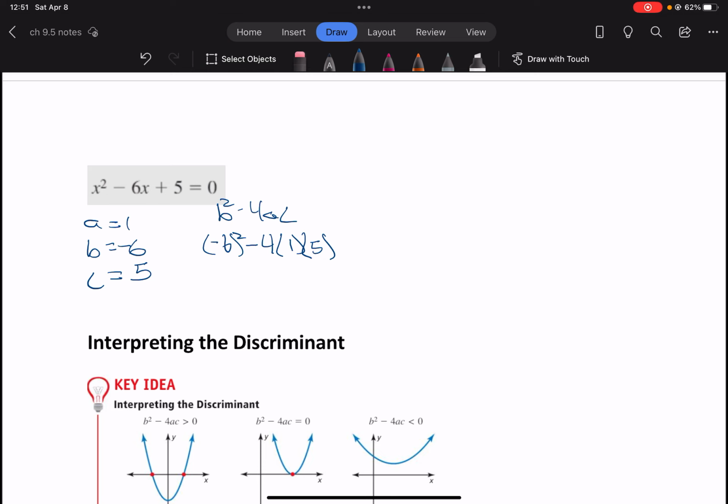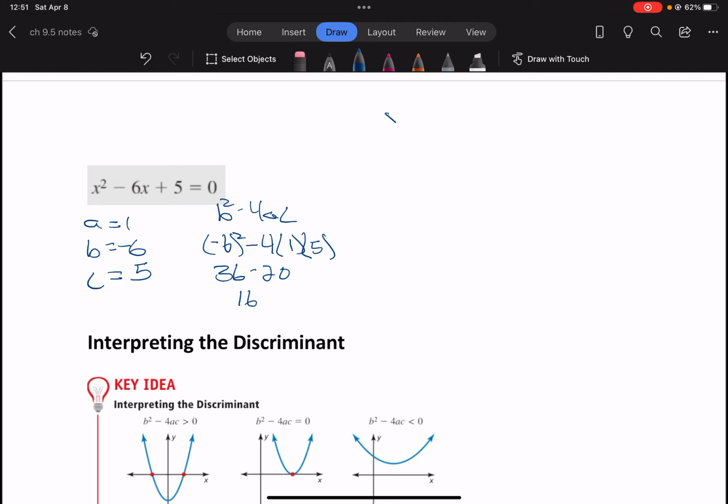And so we square that, 36, minus 4 times 1 is 4. 4 times 5 is 20. So I got 36 minus 20, or 16. So now we're going to put it in the rest of it, because I already know b squared minus 4ac, so I'm just going to go ahead and put the 16 under the radical.